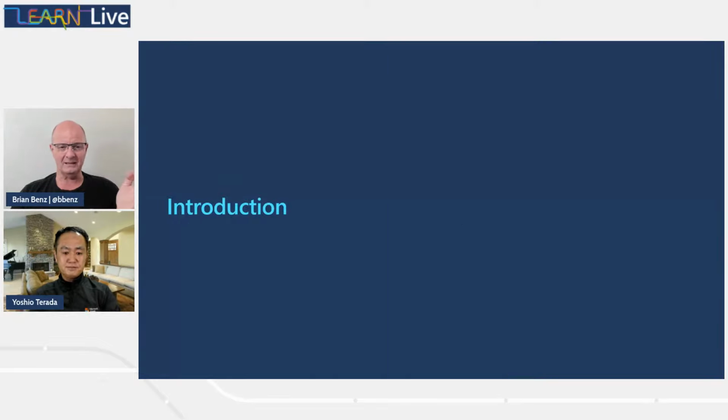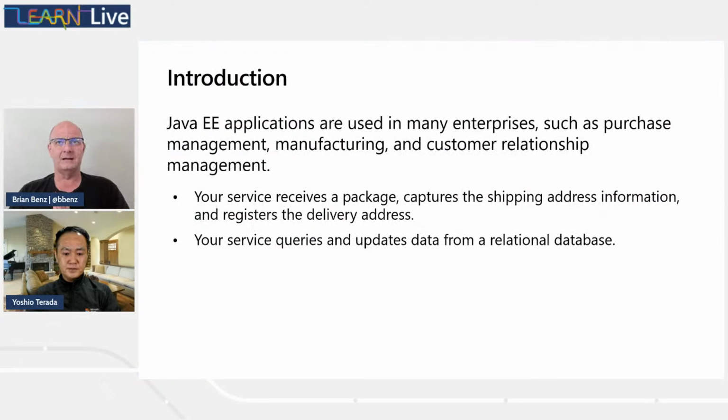A little bit of an introduction here. Java EE applications, for those of you who may not know, are used in many enterprises. You can read the rest of that slide there. If your service requires a package and it's a WAR file instead of a JAR file, as we go through, we'll explain what the difference is. Basically, you query and update the data from a relational database. In this case, that's a basic demo that we're going to use for this.